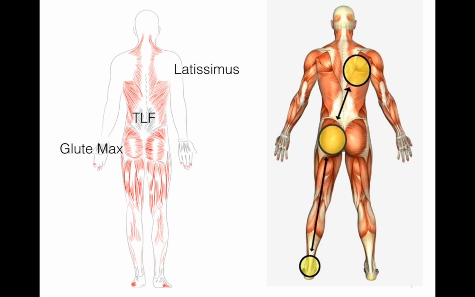So let's talk about the thoracolumbar fascia as it's part of the system called the posterior oblique subsystem. And you know that I speak about this in great detail. So here, you're going to see an artist rendering of the three components of the posterior oblique subsystem. You've got your glute max, your latissimus dorsi, and your thoracolumbar fascia.